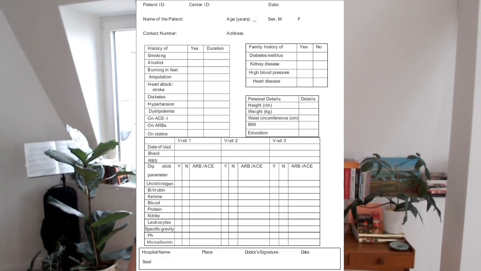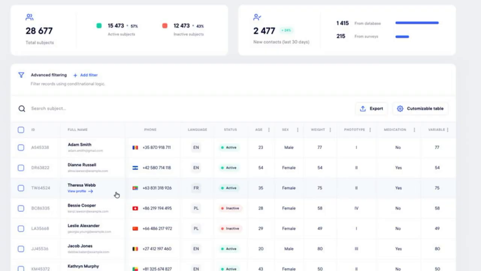Now, traditionally, we had paper CRFs that when the study was completed were boxed and were shipped to the sponsor to be transcribed in a database or stored forever. But thanks to digital innovation, we use an electronic CRF. And believe me, as a CRA, this has made your life much, much easier.